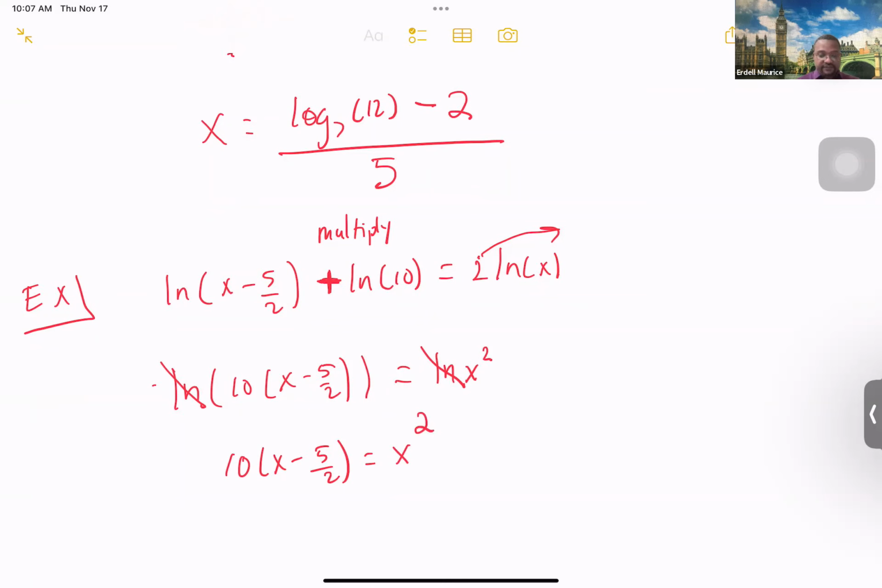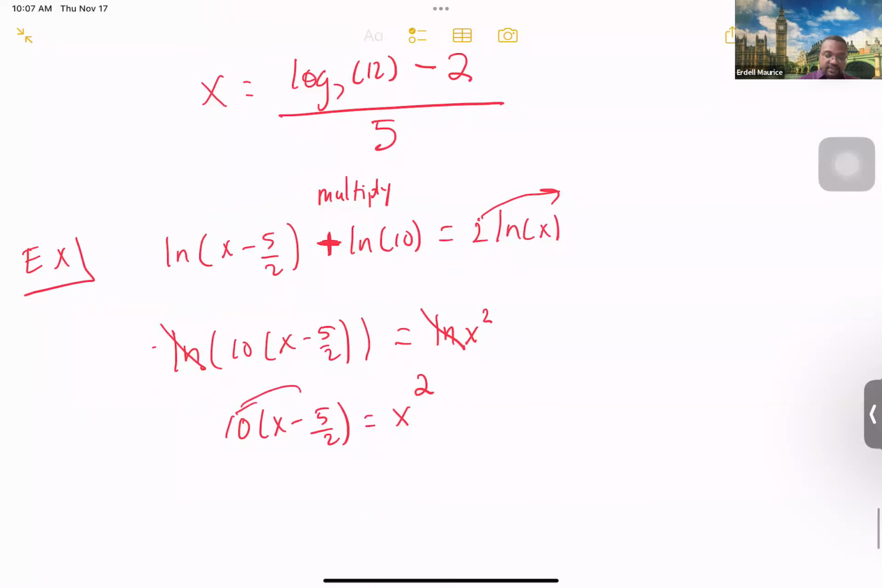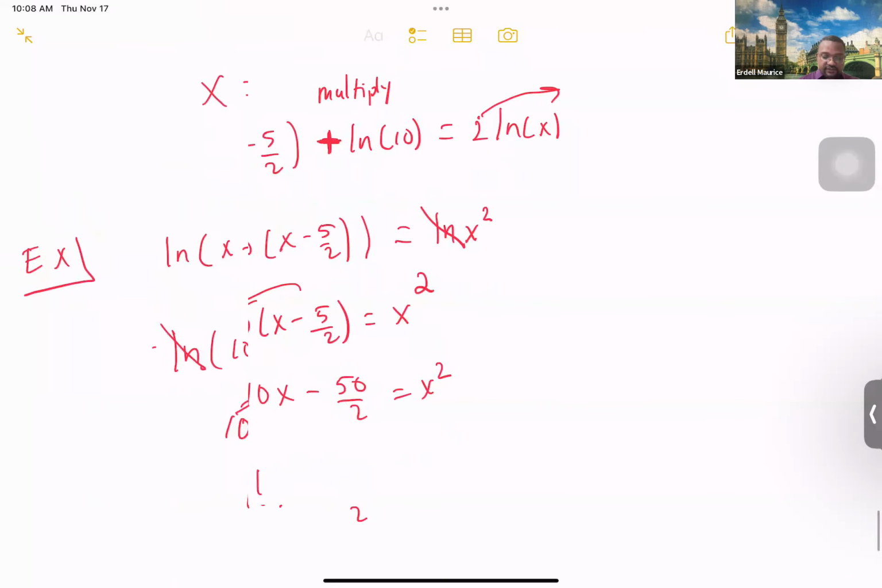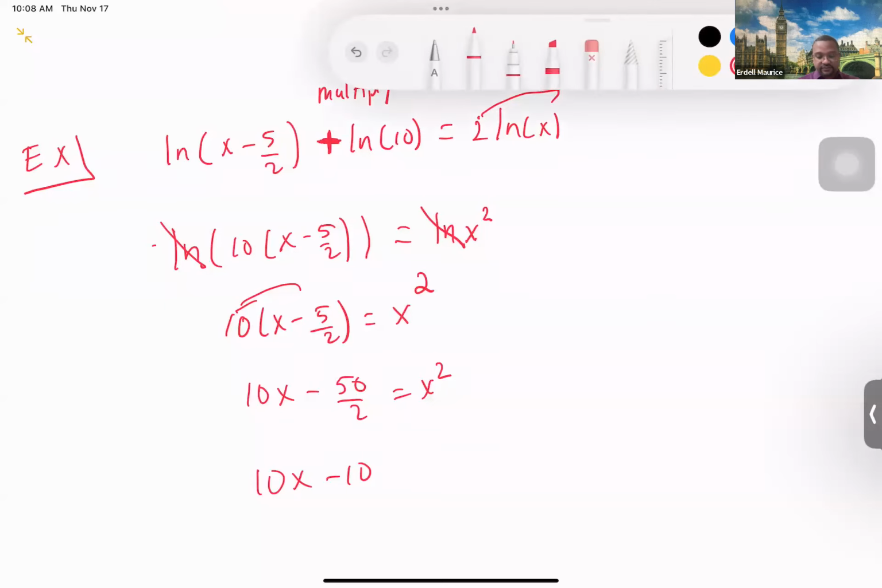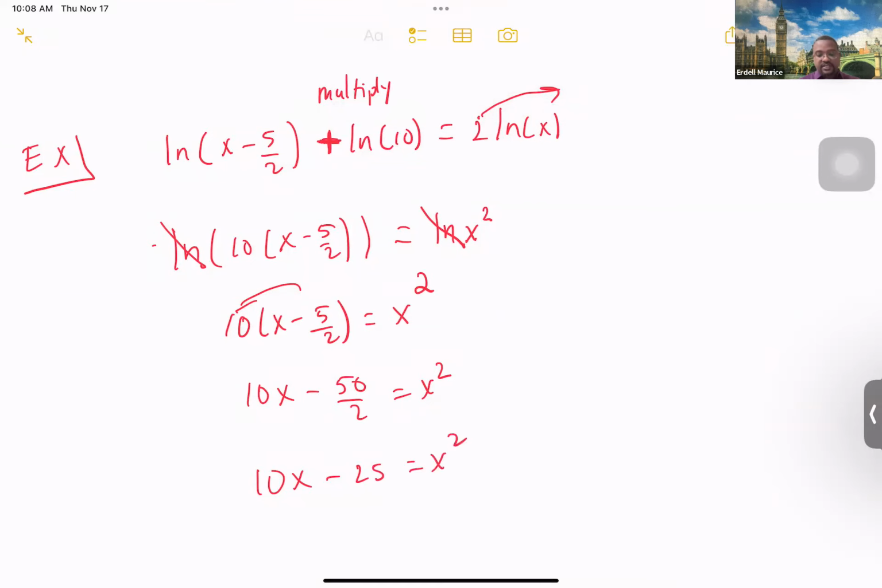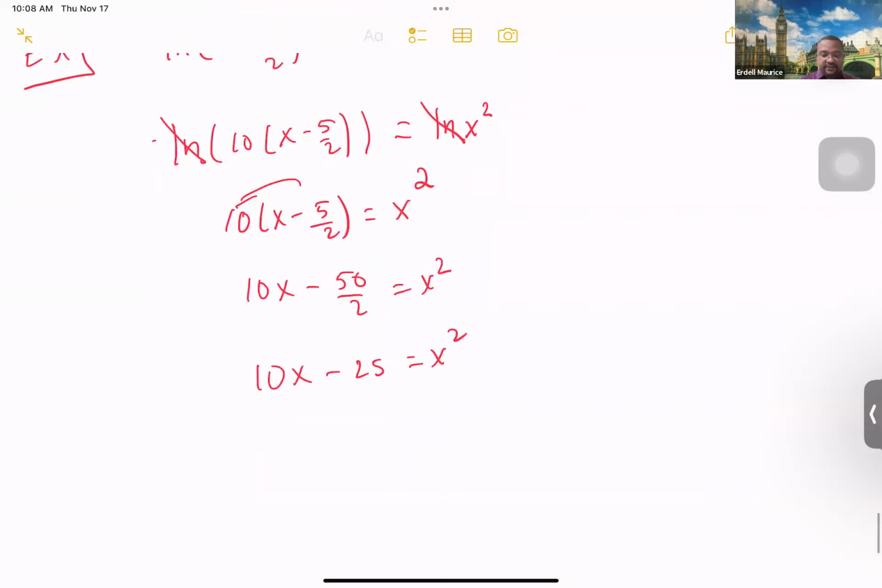I've got to be very careful. Distribute the 10. That's going to be 10x minus 50 over 2 equals x squared. So that's going to be 10x minus 50. No, 25. Equals x squared. I'm going to take everything over. That's going to be x squared is equal to negative 10x.